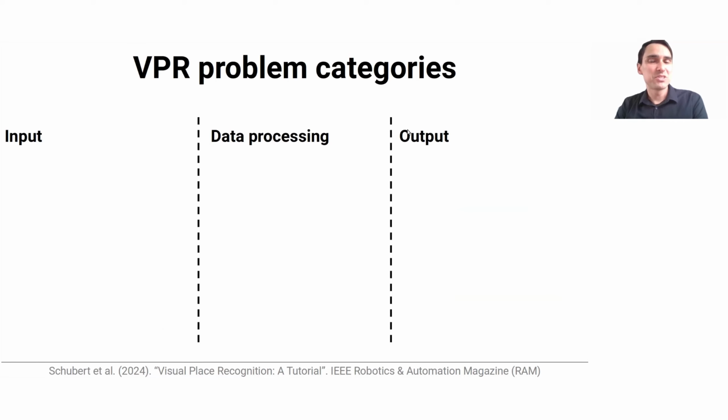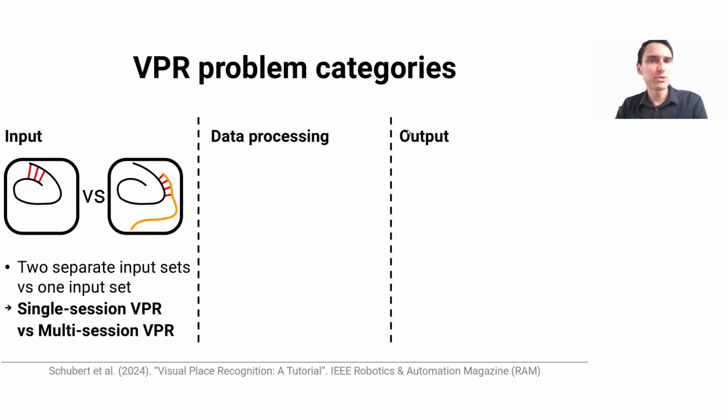Regarding the input, the data processing, and the output of a VPR pipeline, our tutorial discusses VPR problem categories with their intricacies and corresponding use cases. The input to a VPR pipeline can be either two separate input sets, one for the database and one for the query set, or a single set that is compared to itself. Here we distinguish between single-session VPR and multi-session VPR.